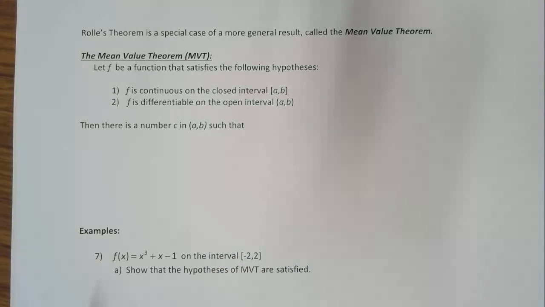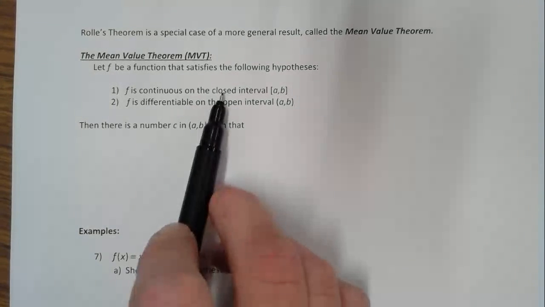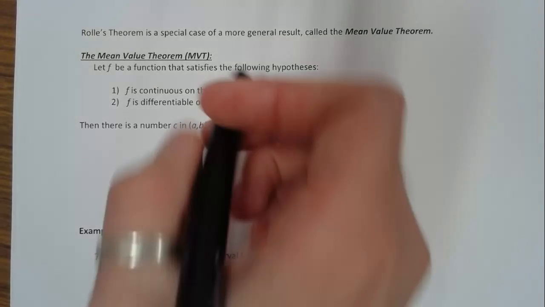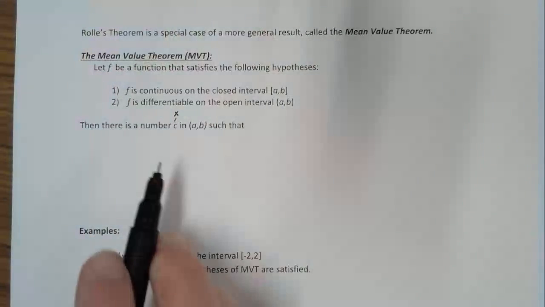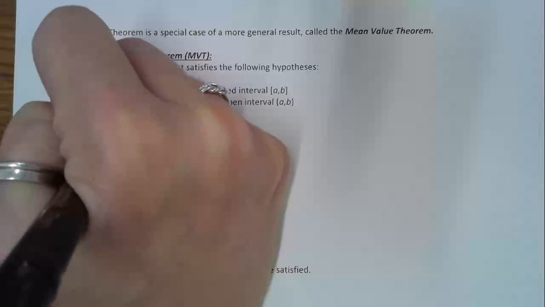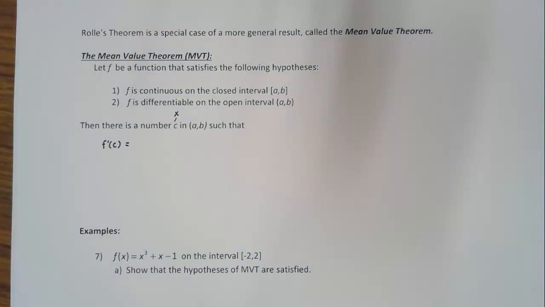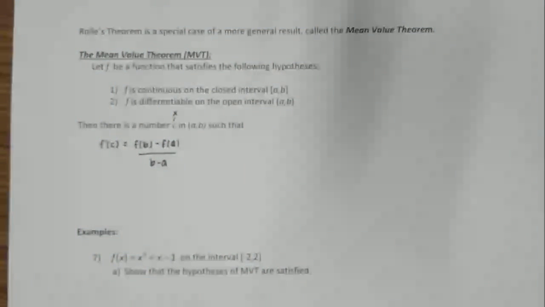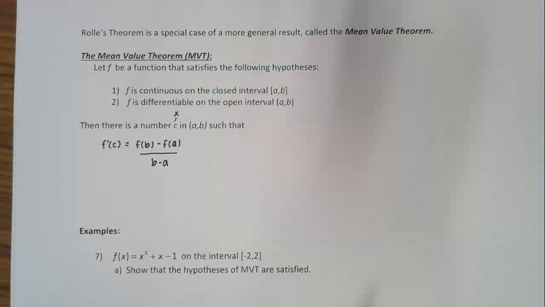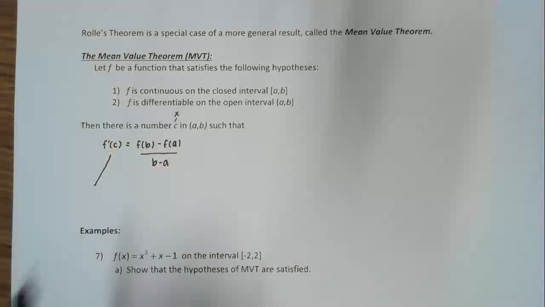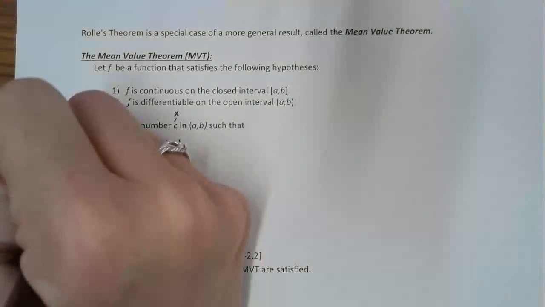So basically what the MVT says is that if these things are met, so if we're continuous and if we're differentiable, there's going to be some number c, which again is just some x value, in this interval, such that f prime of c is equal to f of b minus f of a all over b minus a. Okay, well, what does that mean? Basically, this means that f prime of c is the slope of the tangent line.